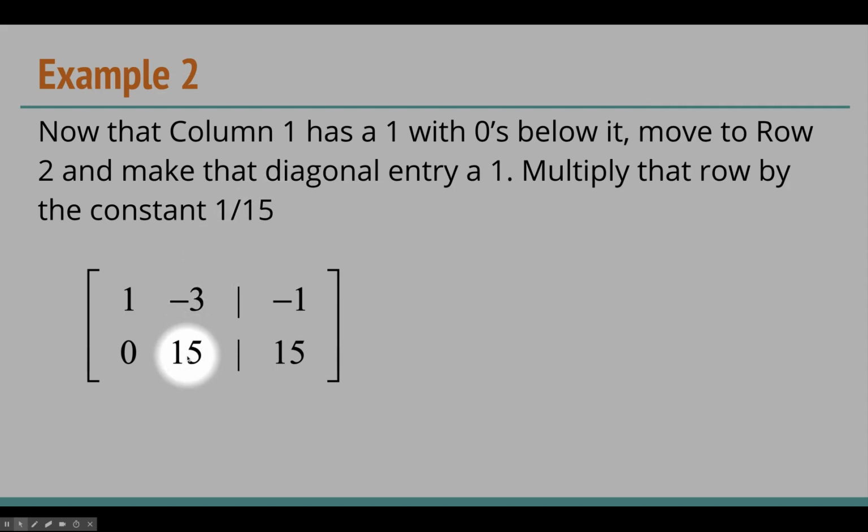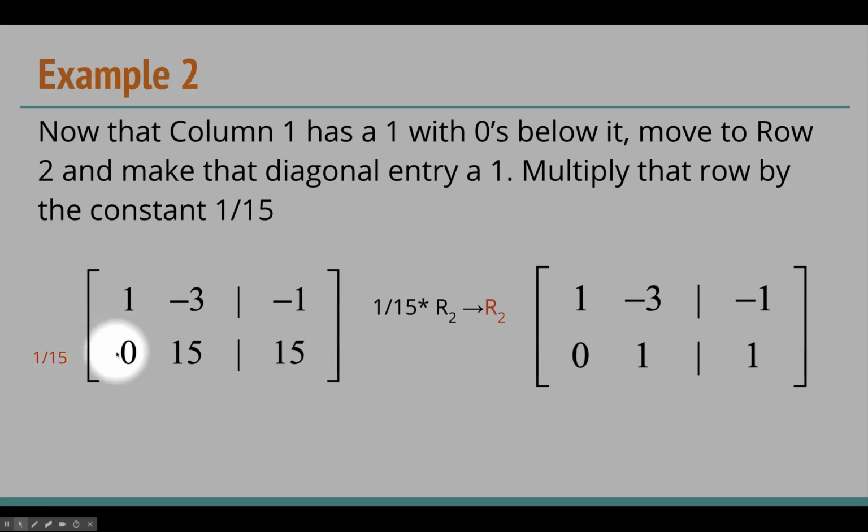1/15 times 15 gives me 1. So that's what I'm going to do here. I'm going to take row 2, multiply it by 1/15, and put the result back into row 2. So I'm just replacing row 2 with a constant multiple of itself. And when I multiply that 1/15 by every single entry in that row, I'm going to get 1/15 times 0 is 0. 1/15 times 15 is 1. And then 1/15 times this 15 is also 1.